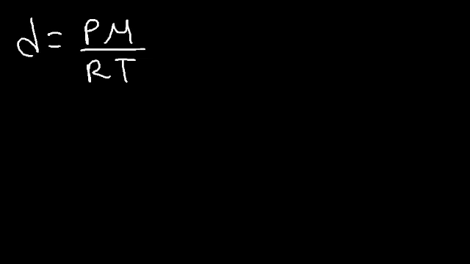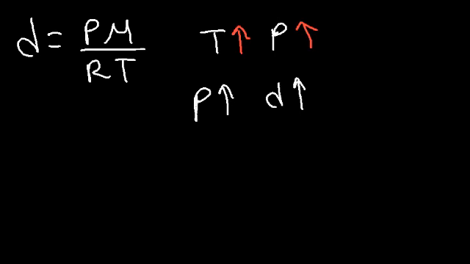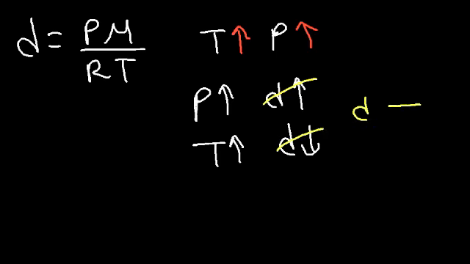Now going back to that equation, D is equal to PM over RT. Let's say we increase the temperature of a rigid container where the volume is constant. What happens to the gas density? If the volume is constant, then think about Gay-Lussac's law. The pressure is going to increase. So whenever the pressure increases, we said that the density goes up. But if the temperature increases, the density goes down. So therefore, these two sort of cancel out, and the density is going to stay the same because the volume is the same. Keep in mind, density is mass over volume.